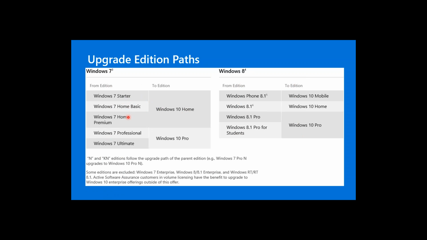So Starter, Home Basic, and Home Premium on Windows 7 go to Windows 10 Home. Professional and Ultimate go to Windows 10 Pro. For Windows 8, if you're on Windows 8.1, you go to Home. If you're on Pro or Pro for Students, you go to Pro. And then for those folks who are on Enterprise, it's down here below. Obviously, you're going to be going Enterprise to Enterprise. So your edition is not going to change from Windows 7 or Windows 8.1 to Windows 10.